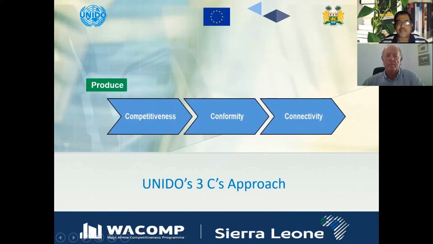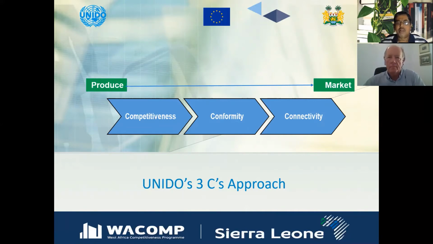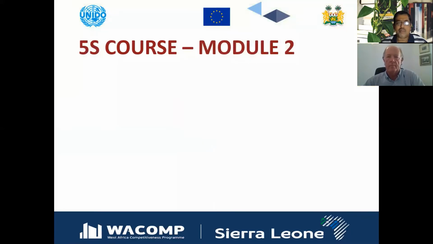Once the competitiveness of the produce in those 3 value chains is created, we will confirm those produce as per the international best practices. Once your produce are competitive and you are conforming to the regional and international standards, then you can be connected to the global market or the regional market. So this is the UNIDO 3 C's approach: competitiveness, conformance, and connectivity. And this approach basically leads you from produce up to the marketing.